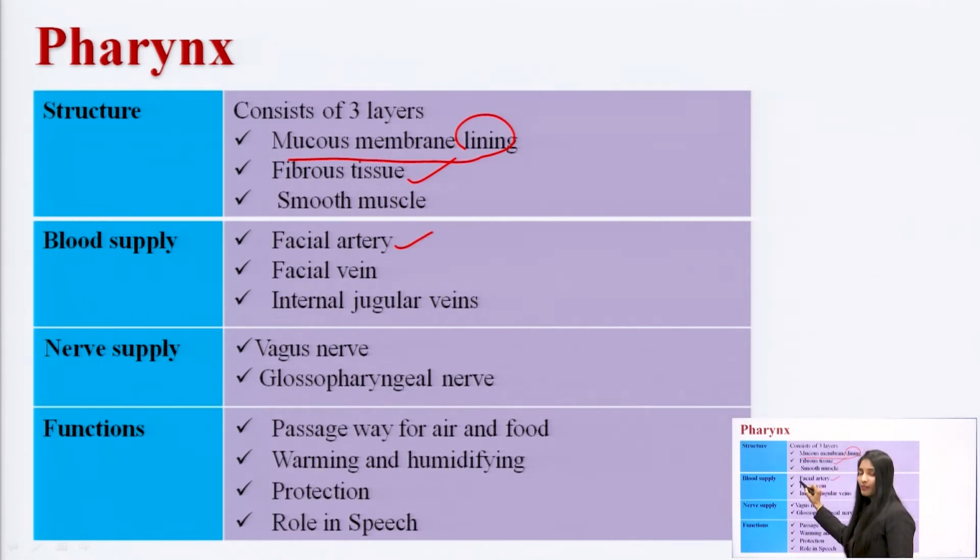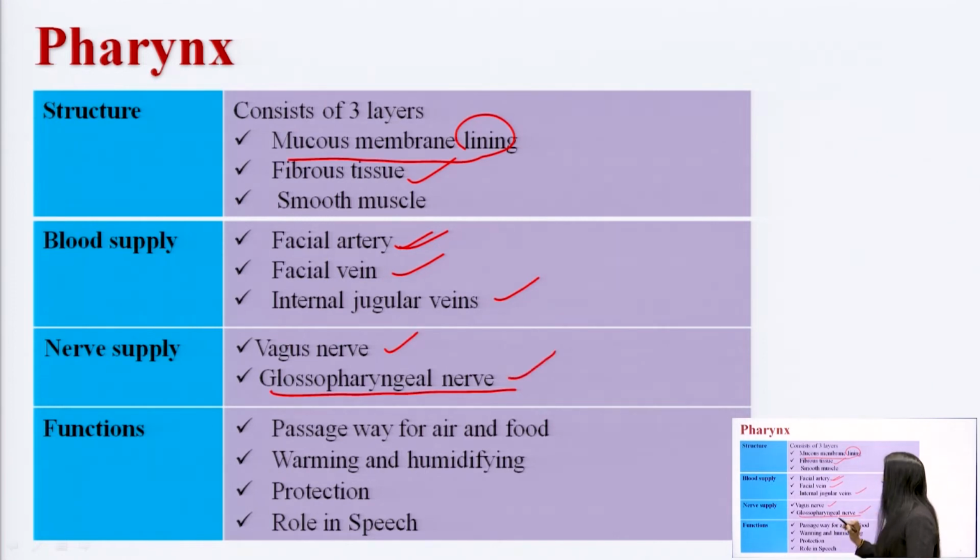So, what blood supply do you see at the pharynx? Facial artery, facial vein, internal jugular vein. So, which nerves are going to supply here? Vagus nerve, and the second one is glossopharyngeal nerve. So, these are the two nerves which supply the pharynx: one is the vagus nerve and the second one is the glossopharyngeal nerve.